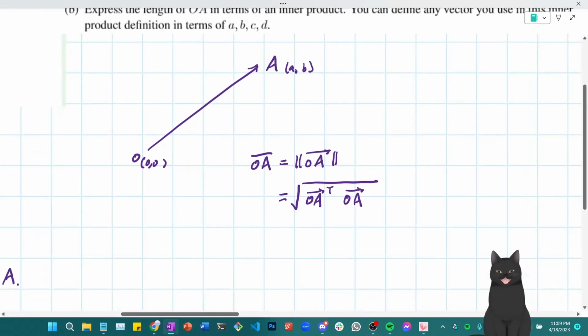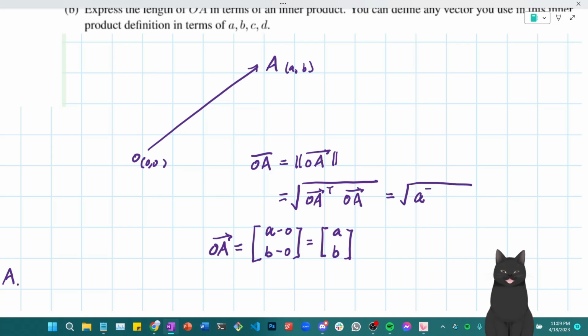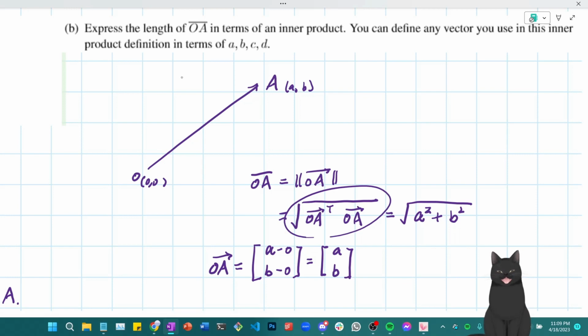We also notice that the vector that goes from O to A is equal to the vector of A minus 0, B minus 0, and that is precisely the vector containing the components A, B. So if you end up solving the entire expression of the length of OA, you'll notice that it's equal to the square root of A squared plus B squared. But since the question demands that we write the length of OA in terms of an inner product, we'll stick with this solution that I circle here. So that was part B.